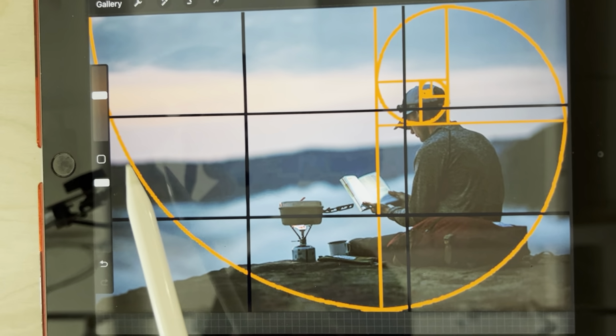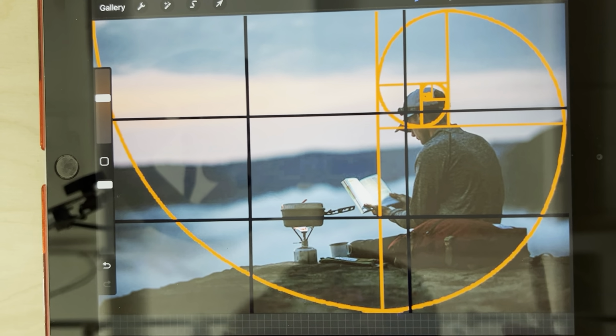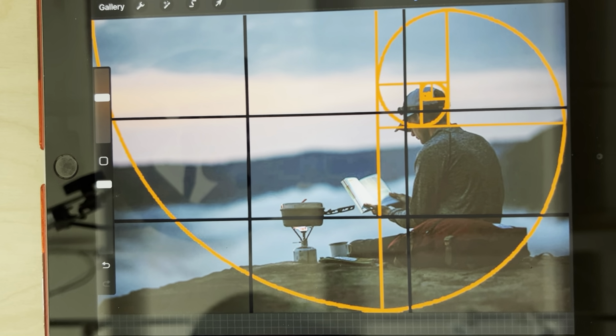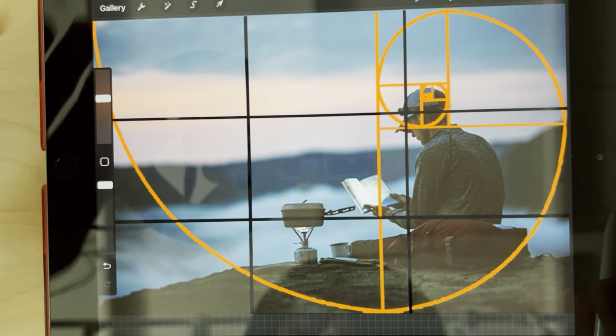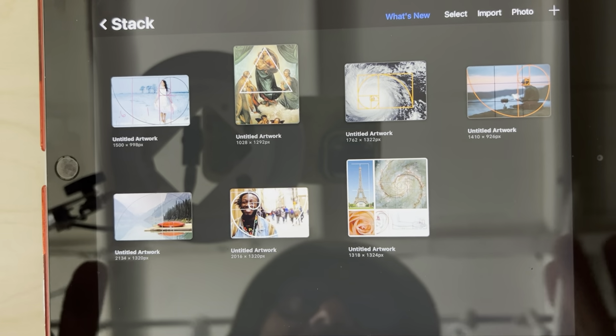So when you take your phone camera and you do take your photographs, keep that in mind. Keep in mind everything that I just showed you here: the rule of thirds, the golden section, and the golden spiral. And not only will your photography improve, but your composition with your paintings will improve.